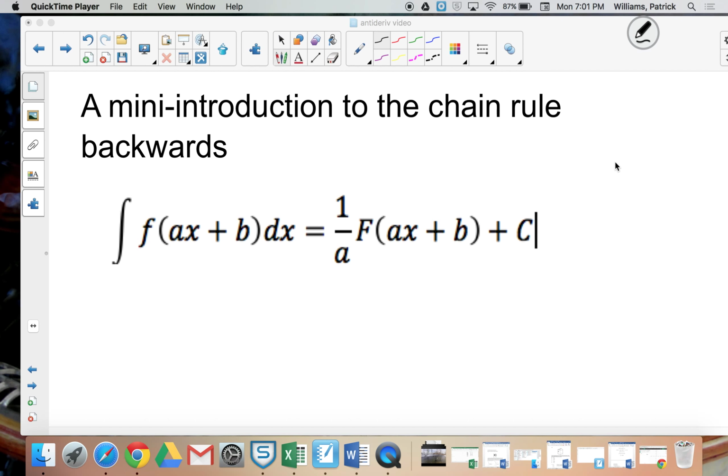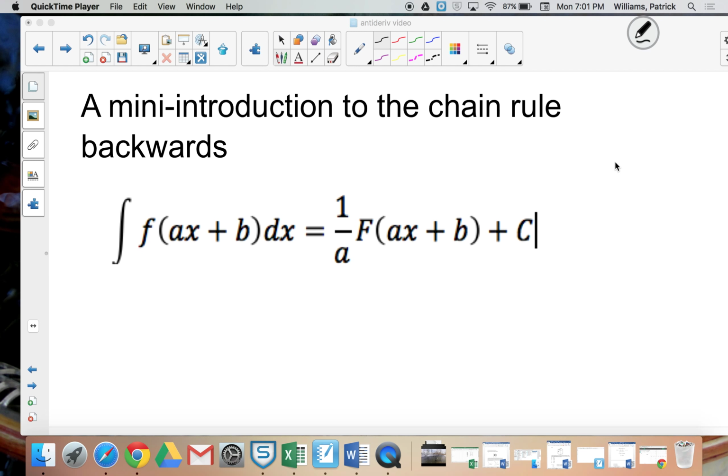So in this video, we're going to talk about another class of antiderivatives that we can solve now. And it also serves as kind of a mini introduction to how we do the chain rule backwards. Now remember, the chain rule was how we calculate derivatives when we have functions of functions. So in this case, we're looking at how we calculate antiderivatives when we have functions of functions.